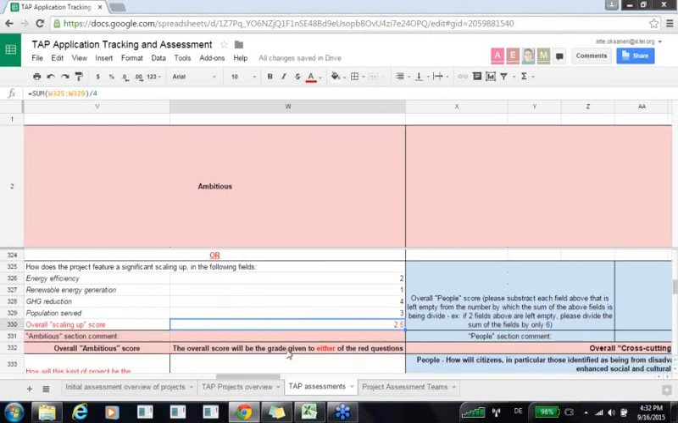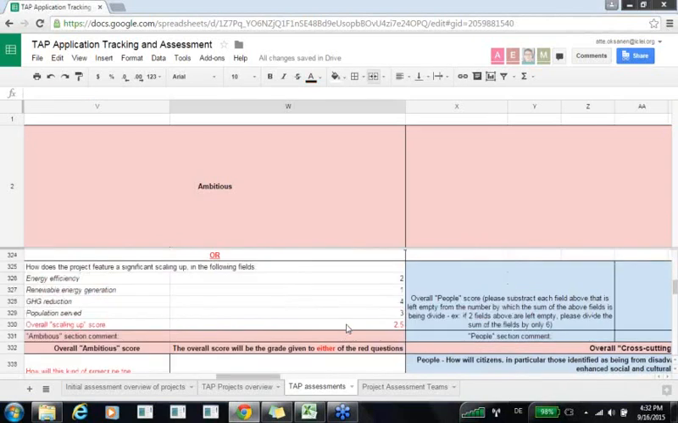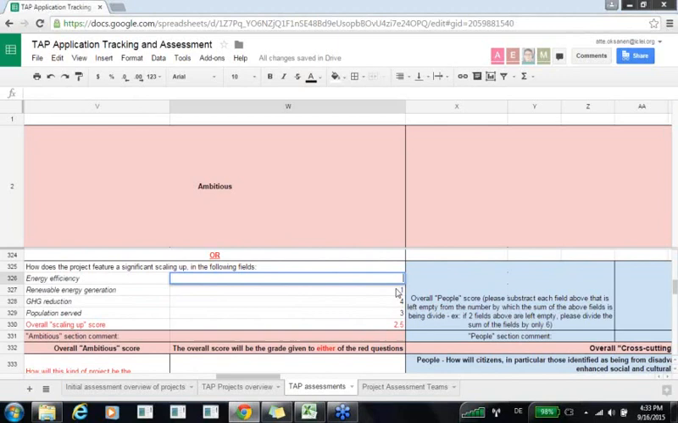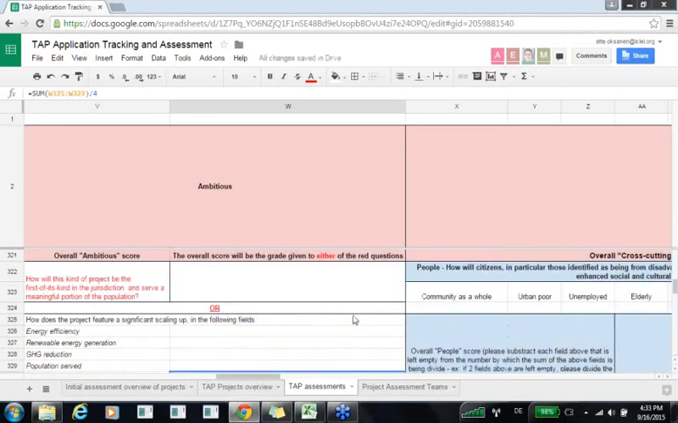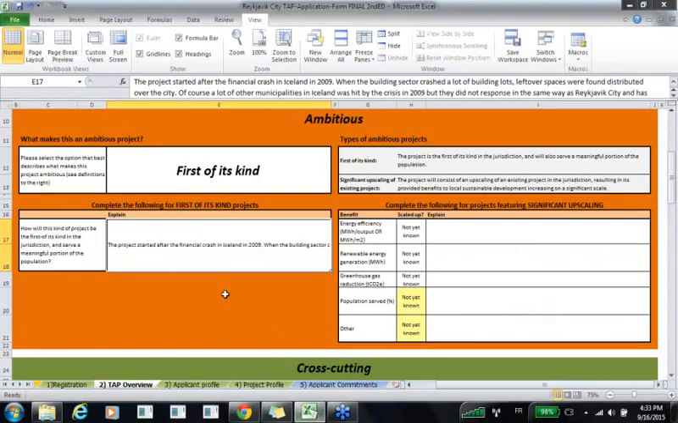So what's important in this ambitious section is that the overall ambitious score is the answer to either the first question or this second question about scaling up. It is not an answer to both. You'll see that several applicants, unfortunately, have filled out the application form thinking that their project was both a first of its kind and a scaling up. So in that case, you would simply rely on the one that they picked here.